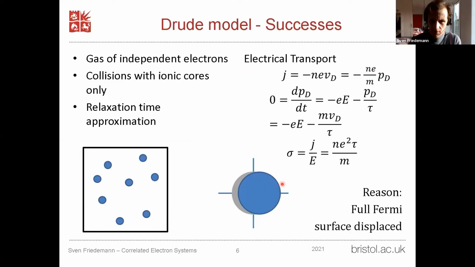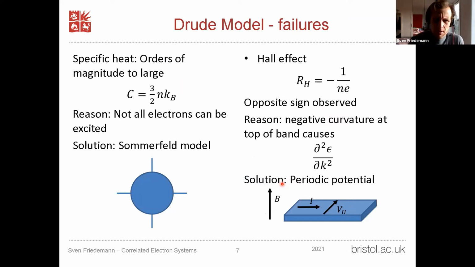So essentially the Drude model is very good in terms of the basic formula of conductivity, and this displacement of the whole Fermi surface is the reason for that. But the Drude model, of course, has its failures, and that's why in the next slide we will go beyond this. The first failure is that the specific heat gives a wrong prediction in the Drude theory. In particular, in Drude theory, you would just use the ideal gas equation for the specific heat, which should be 3/2 N k_B. That's essentially equipartition.